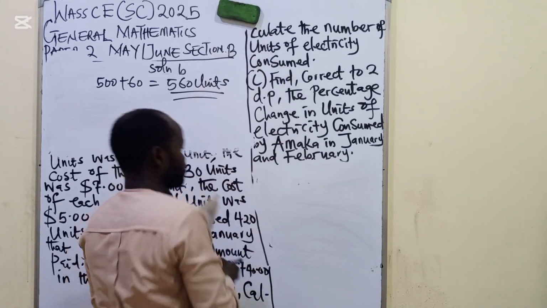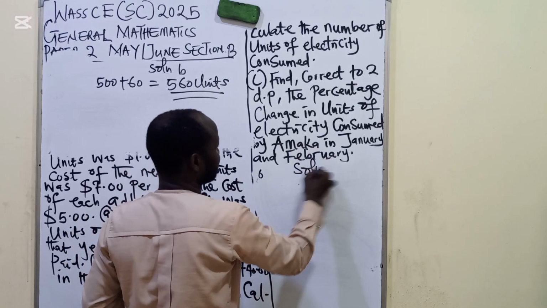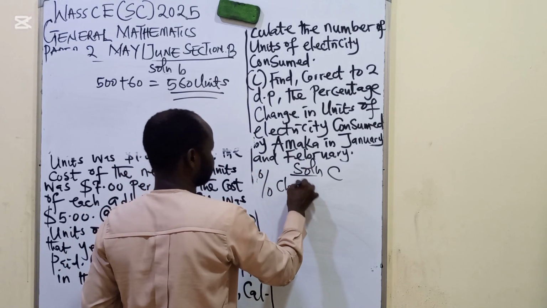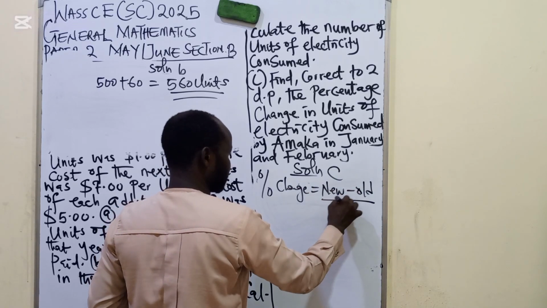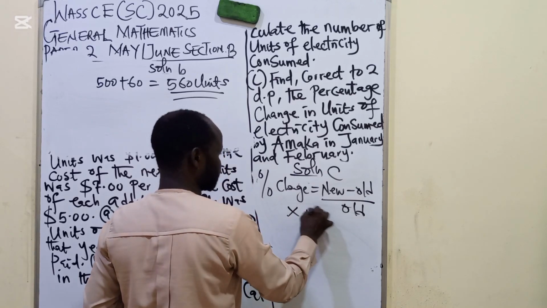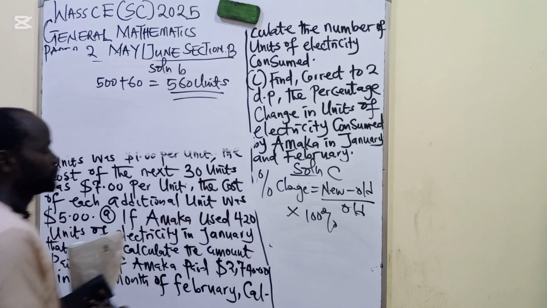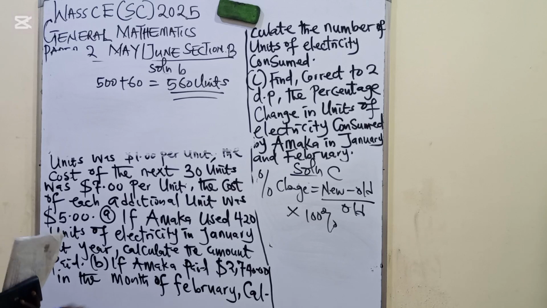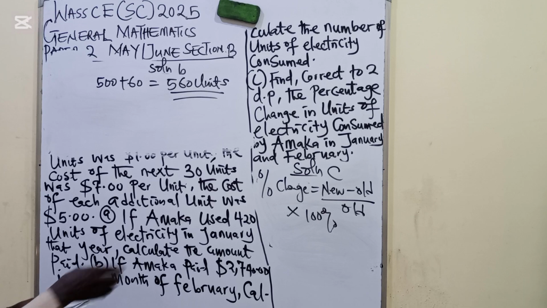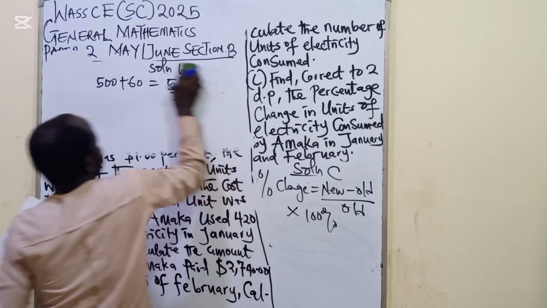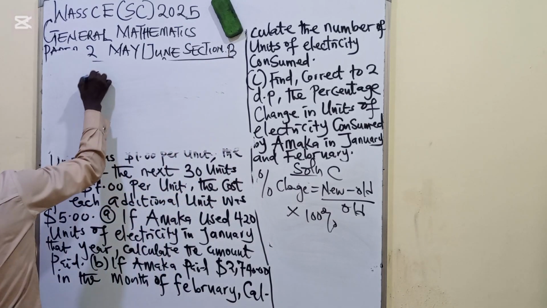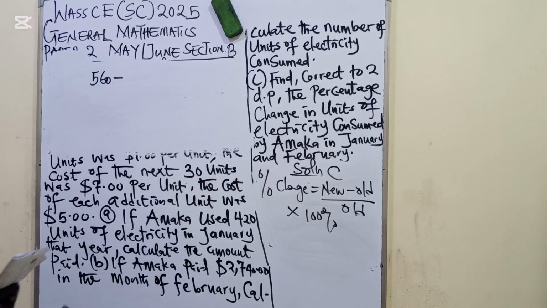What is percentage change? Solution to C now. Percentage change is nothing but new minus old, divided by old, times 100%. This is the formula we're going to use. So, what's the new unit now? The new unit, of course, is 560. So we have 560 minus the old unit now. And the old unit is what?